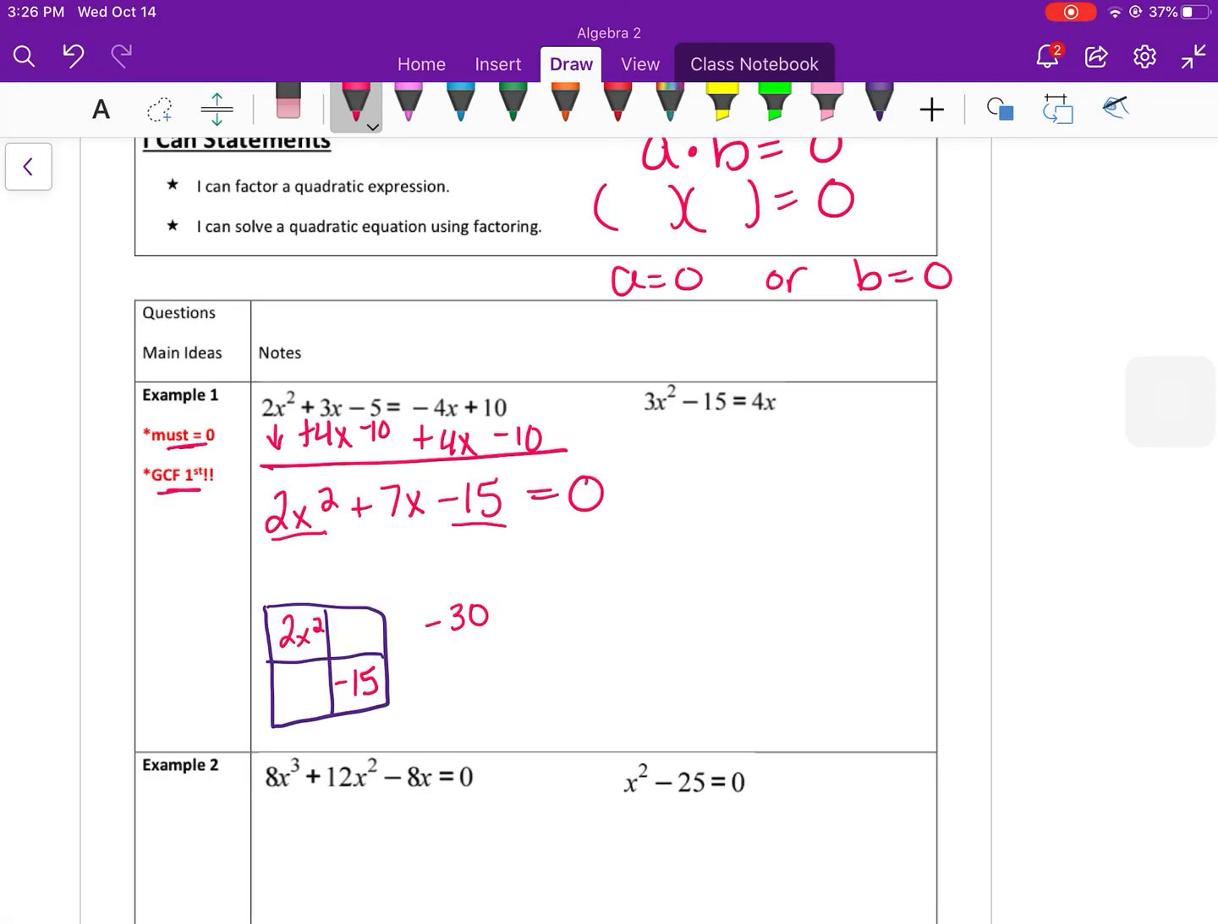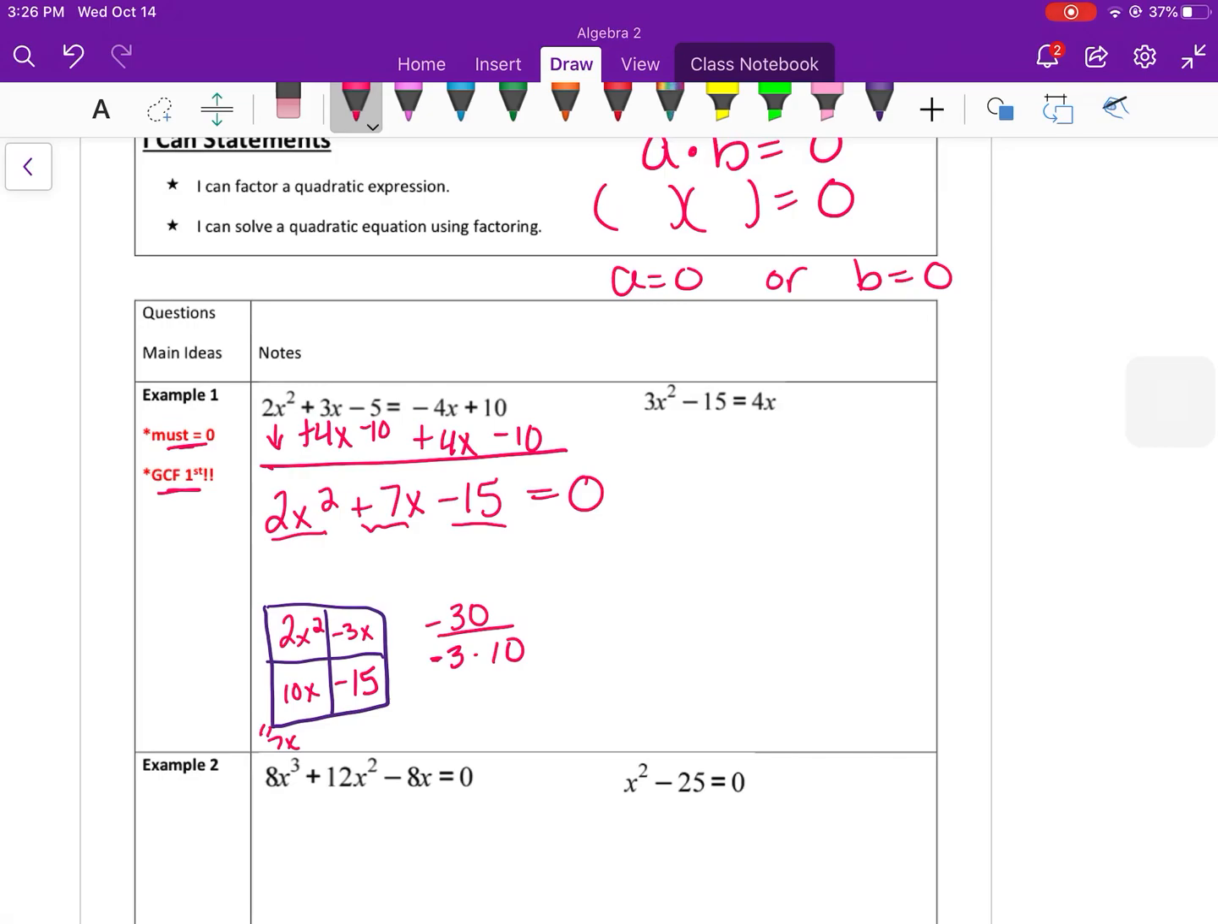So 2 times negative 15 is negative 30. And then you take factors of negative 30. So two numbers that multiply to negative 30 but add up to 7, which is what we have in the middle here. So 1 and 30 doesn't work. 2 and 15 doesn't work. 3 and 10 would work if you make the 3 negative. That would add up to 7 and multiply to negative 30. So negative 3x and 10x.